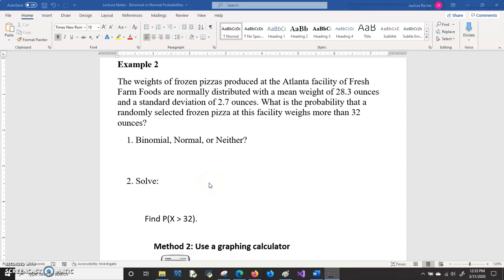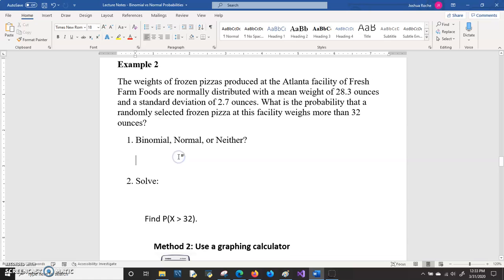Let's look at another example. This is example 2. The weights of frozen pizzas produced at the Atlanta facility of Fresh Farm Foods are normally distributed with a mean weight of 28.3 ounces and a standard deviation of 2.7 ounces. What is the probability that a randomly selected frozen pizza at this facility weighs more than 32 ounces?